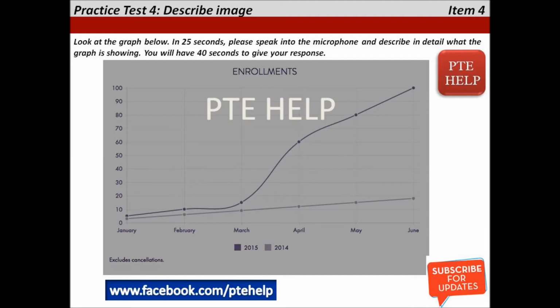However, the admissions had a dramatic upsurge after March, peaking at 100 in June, and making it the best month for the enrollment. In contrast, the pace and the number of new admissions showed a gradual and steady rise, till June.